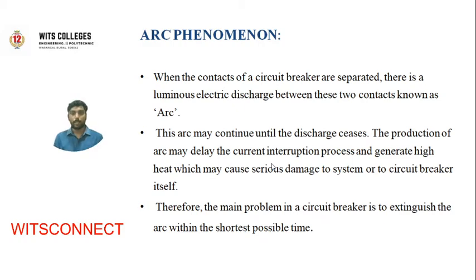Here, arc means that when the contacts of the circuit breaker are separated, an electric discharge is produced between the two contacts, which is called an arc, a luminous electric discharge. This arc continues until the discharge ceases, that is, until we separate the fault condition from the healthy condition. The production of arc may delay the current interruption process and generate high heat.